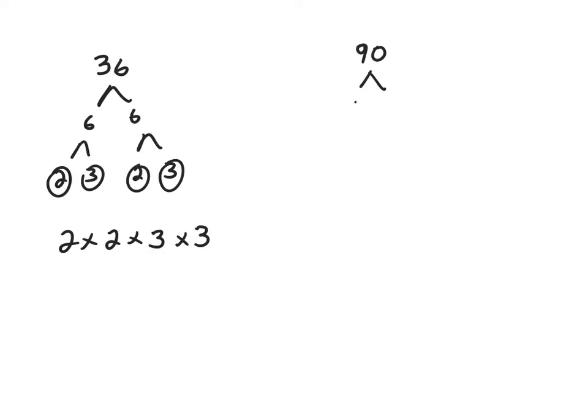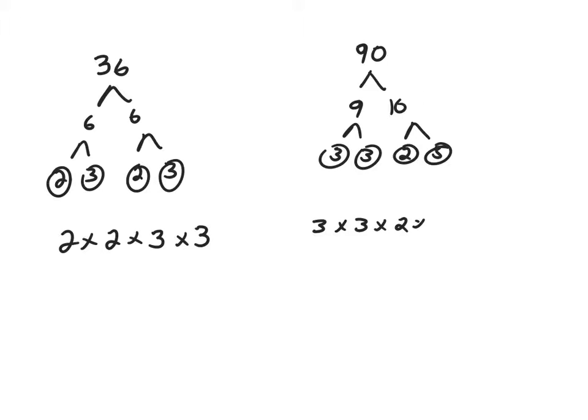90, let's say 9 times 10. 3 times 3, those are prime, I'm circling them. And then 2 times 5. So we have 3 times 3 times 2 times 5. So that's the prime factorization of 90.